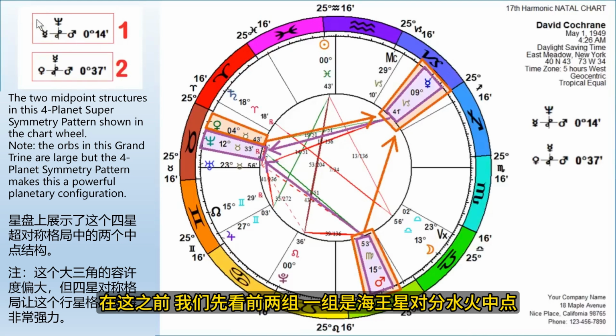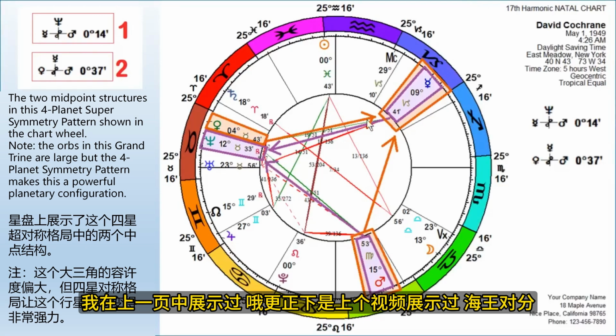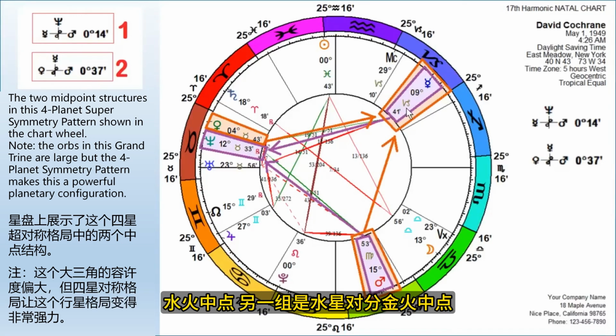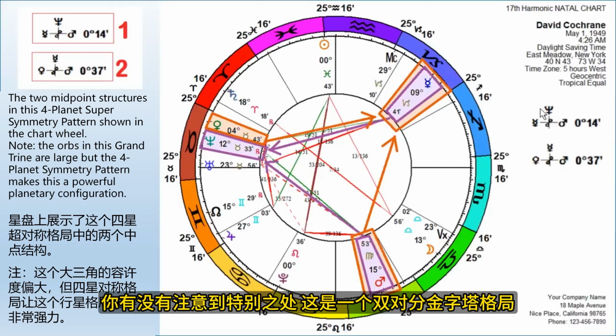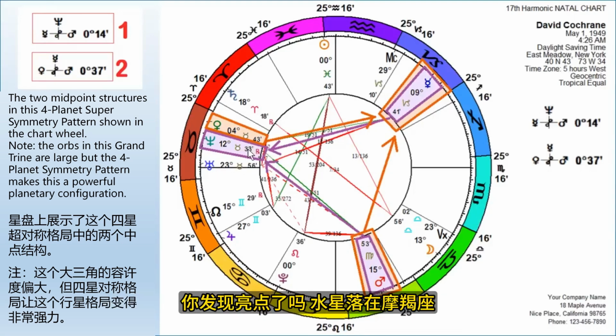There's the Neptune opposition Mercury, Mars midpoint. I showed this in the previous video. Neptune is opposition Mercury, Mars midpoint. Mercury opposition Venus, Mars midpoint. And what do you notice? Do you notice something interesting? This is a double opposition pyramid, the kind of pyramid we're looking at here. Do you notice something interesting about this?